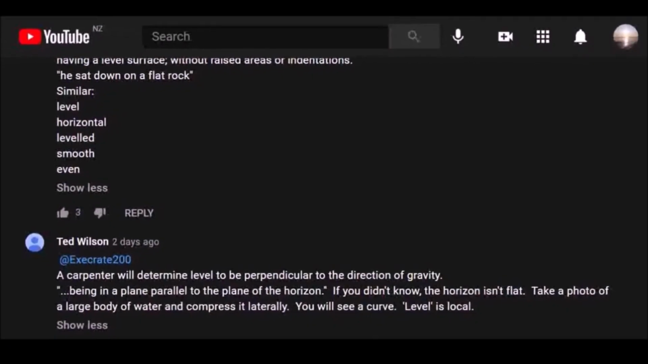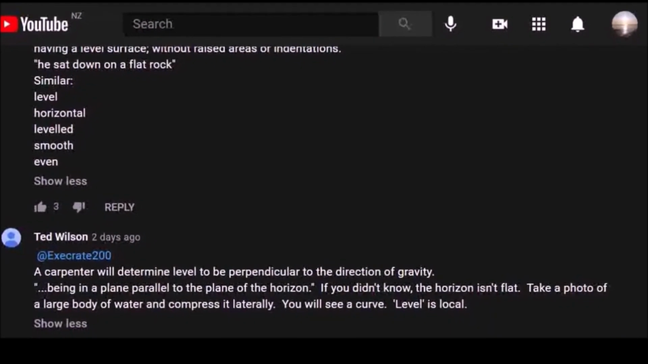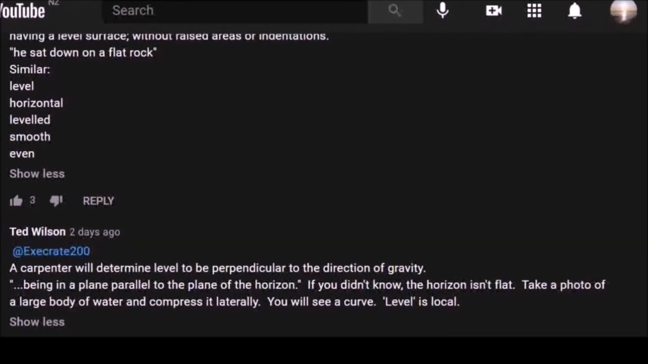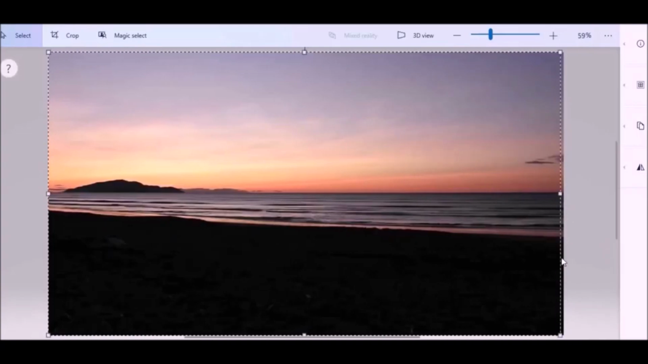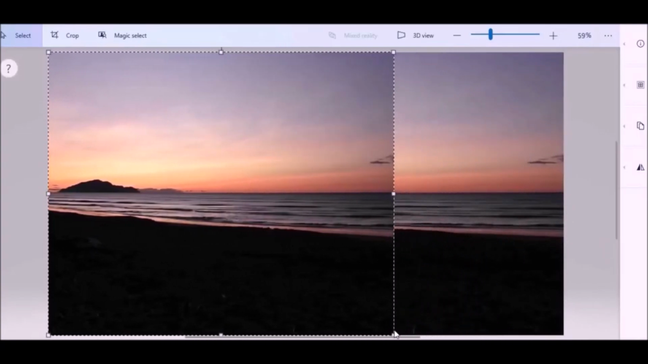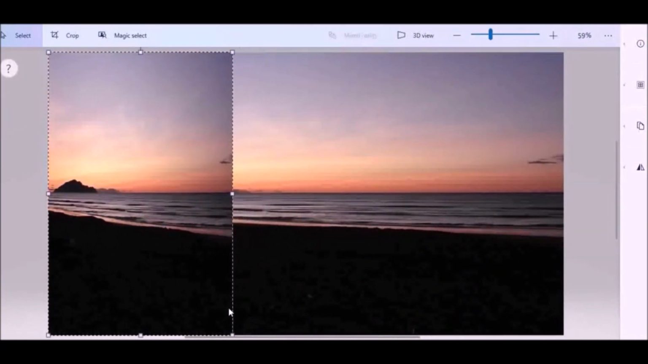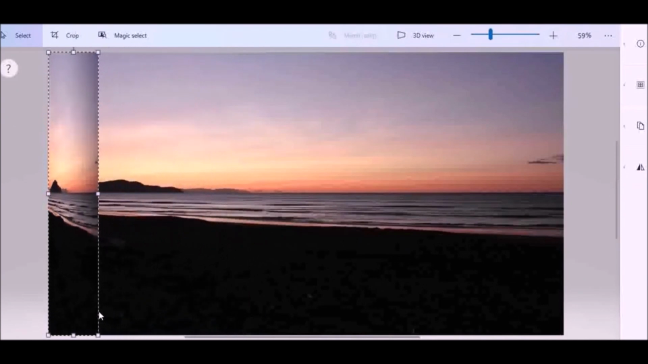If you didn't know, the horizon isn't flat. Take a photo of a large body of water and compress it laterally. You will see a curve.